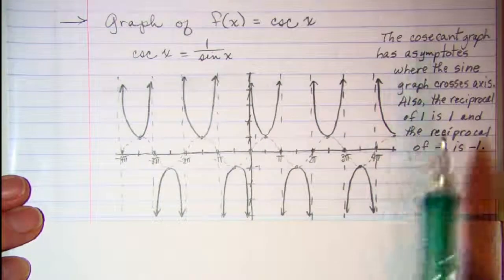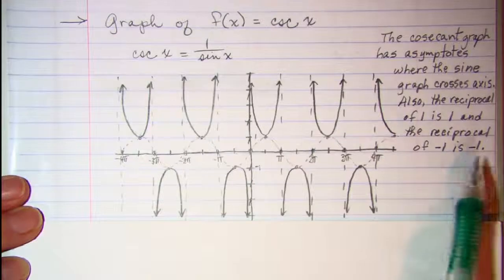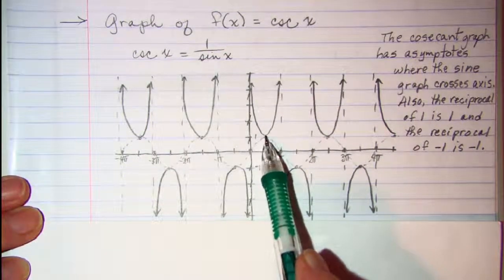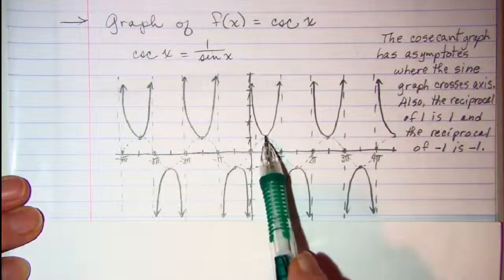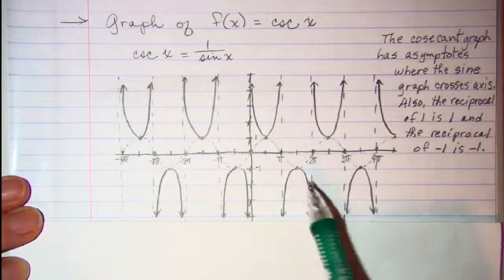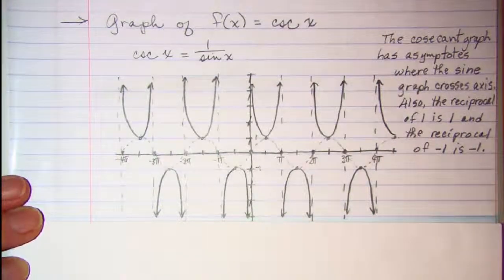Another thing to remember is that the reciprocal of 1 is 1, and the reciprocal of -1 is -1. So my sine curve hits a +1 at pi over 2, and my cosecant curve will also hit a +1 at pi over 2. My sine curve hits a -1 at 3 pi over 2, so my cosecant curve will also hit -1 at 3 pi over 2.